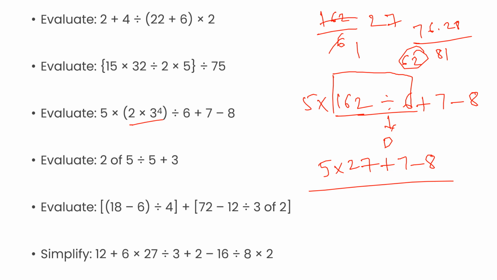27 into 5. 20 into 5, 100. 7 into 5, 35. 135. Okay. 20 into 5, 100. 7 into 5, 35. Total 135.